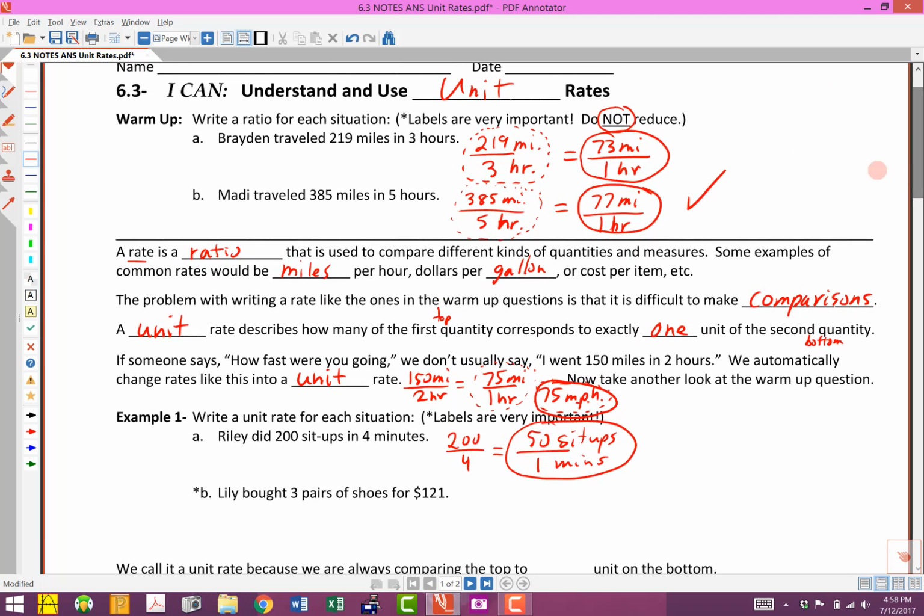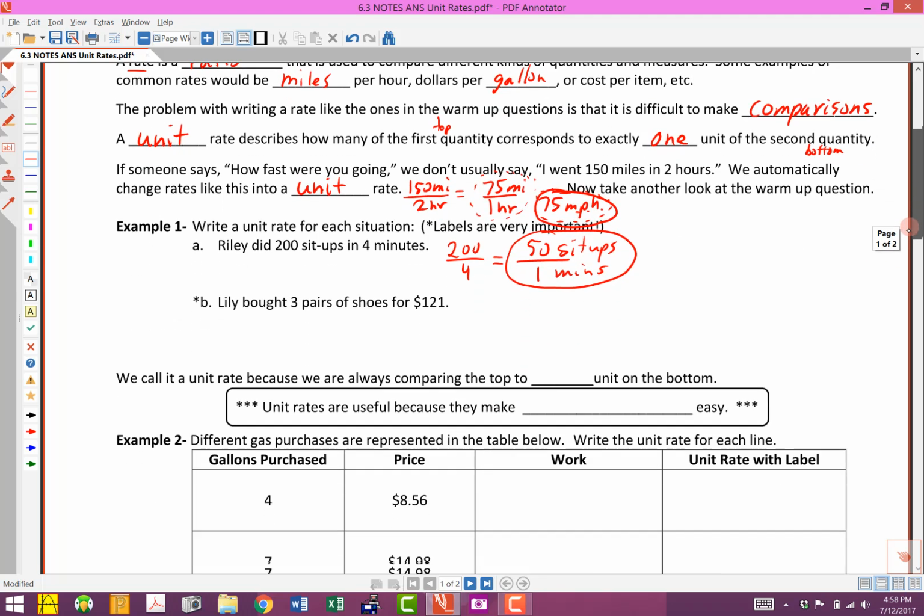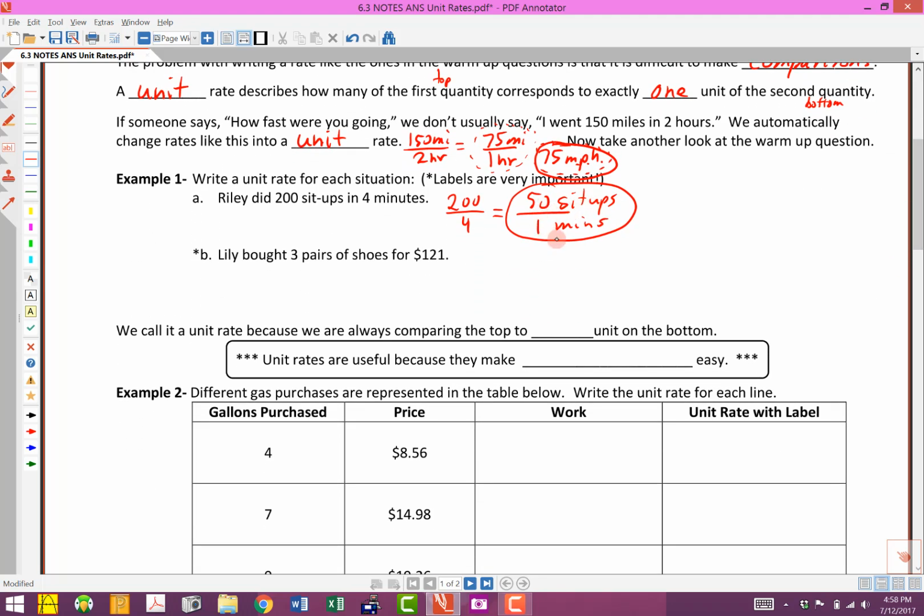So when we were doing these comparisons right here, the fact that we were figuring out how far each one of them could go in 1 hour, that's what made the comparison easy. So on this one, it's 50 sit-ups per minute. This one says Lily bought 3 pairs of shoes for $121. Again, spend some time thinking about this.